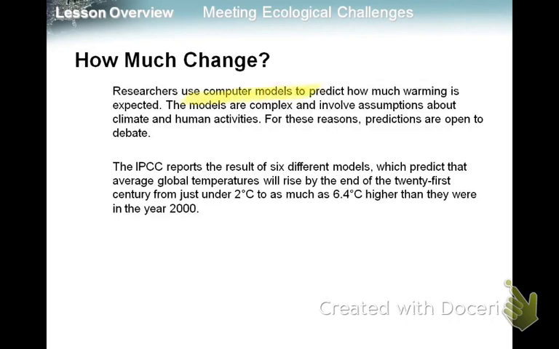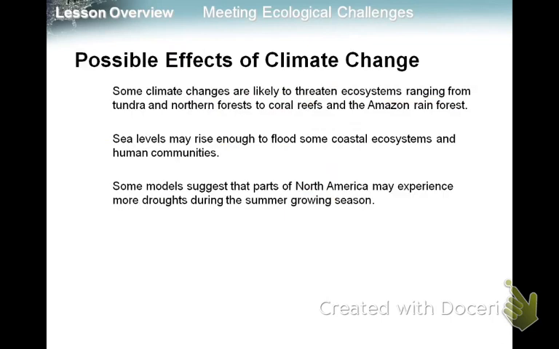At this point, researchers use computer models to predict how much warming is expected. Models are complex, they involve assumptions about climate and human activities, so the predictions are open to debate. As always, these are hypotheses. The IPCC reports the result of 6 different models, which predict that average global temperatures will rise from just under 2 degrees Celsius to as much as 6.4 degrees Celsius higher than they were in the year 2000. So in the next 100 years, in other words, those 6 different models predict either a 2-degree rise all the way up to a 6.4 degree Celsius rise in the Earth's average temperature.